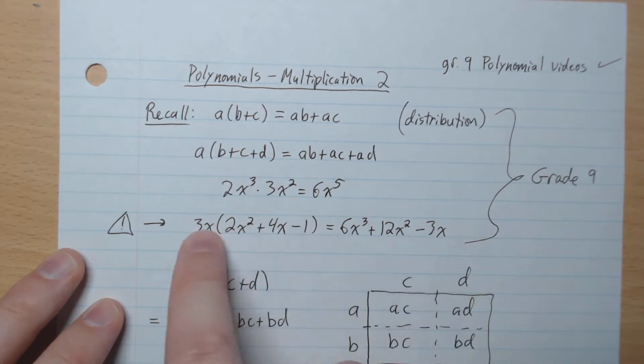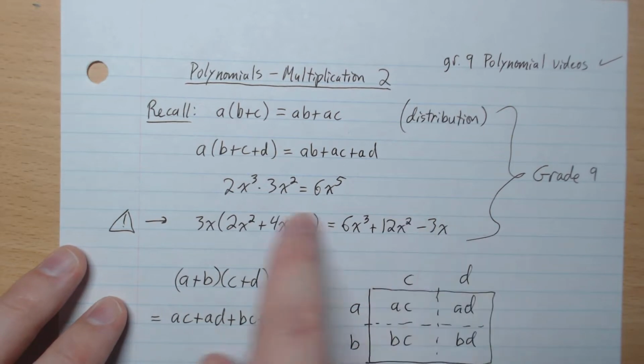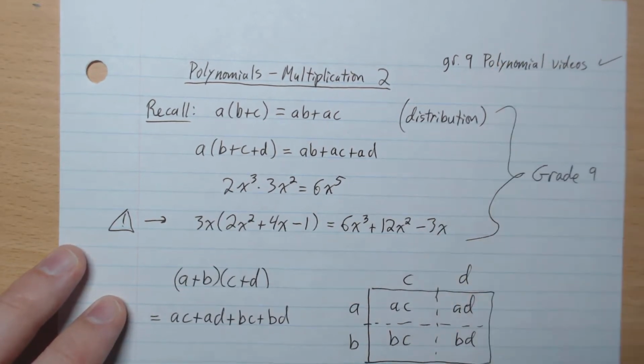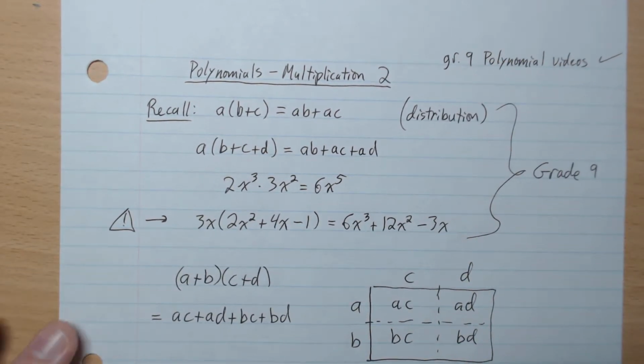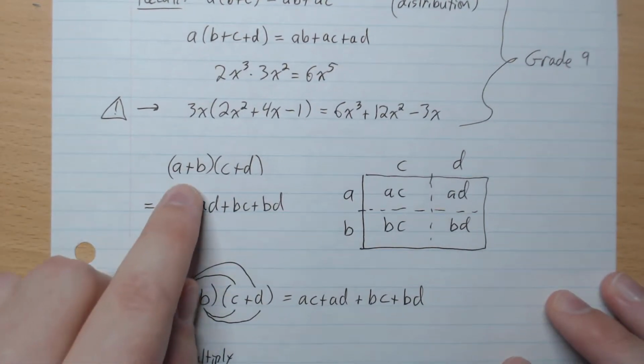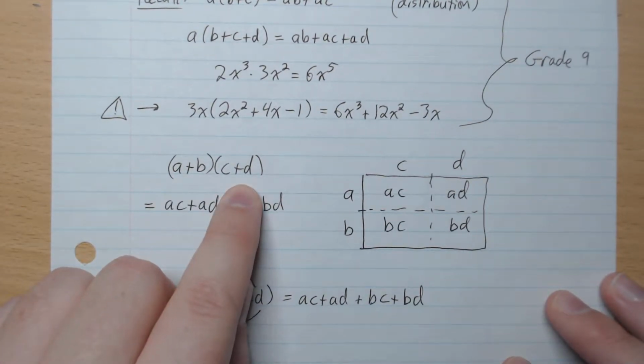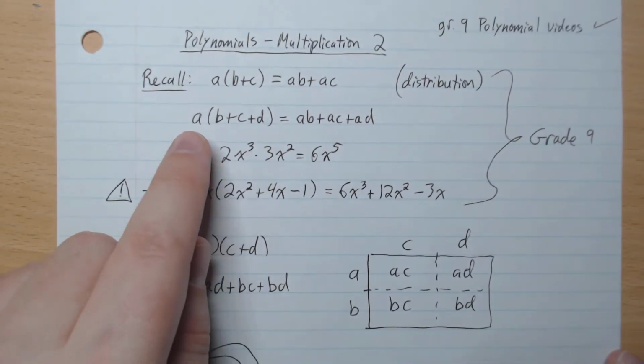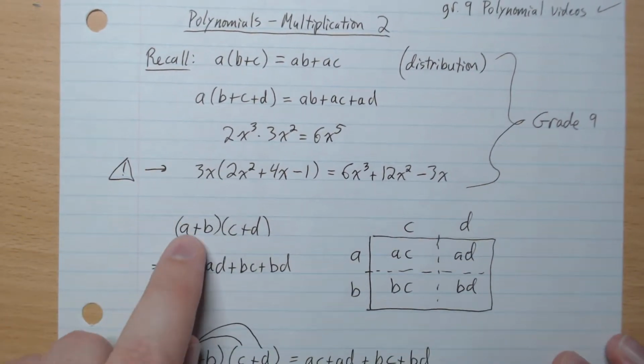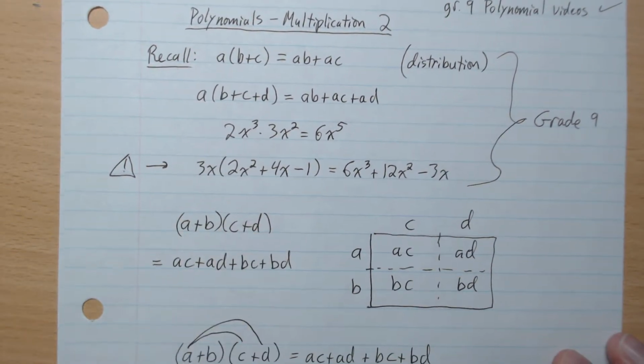So if you're not able to do this, if you're having difficulties with this, please look at the grade 9 polynomial videos. Okay, so let's continue. (a plus b) times (c plus d), right? So before it was a monomial, now we're doing a binomial times a binomial, like that.